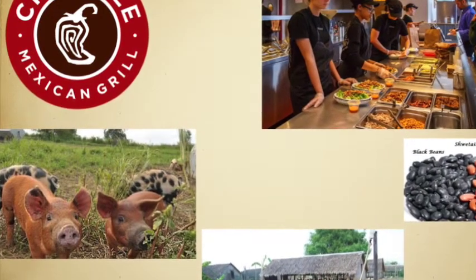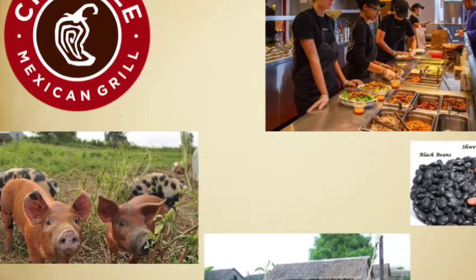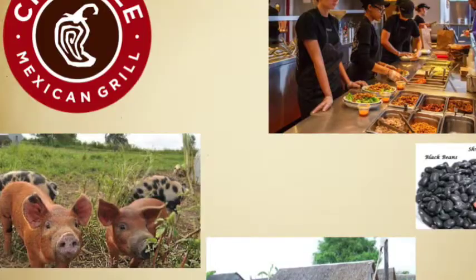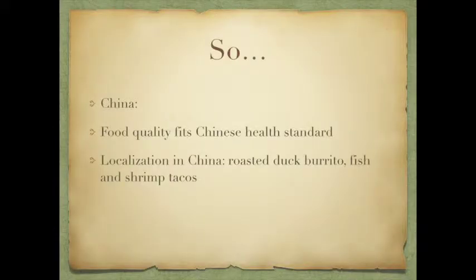And as of 2010, 40% of their black beans are certified organic. So the food quality at Chipotle Mexican Grill fits the demand of Chinese food quality, but still needs a little taste adjustment for localization. For example, a Beijing roasted duck burrito, fish or shrimp tacos, and also warm burritos and tacos for the Chinese customers.